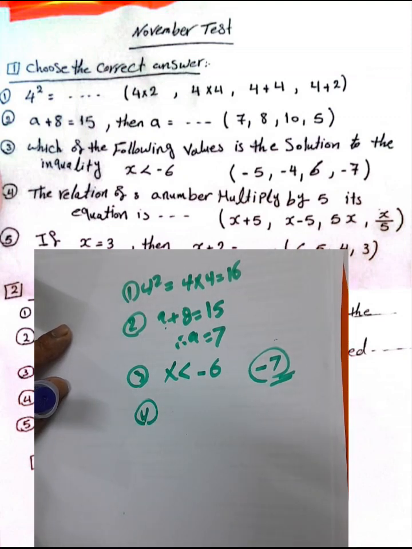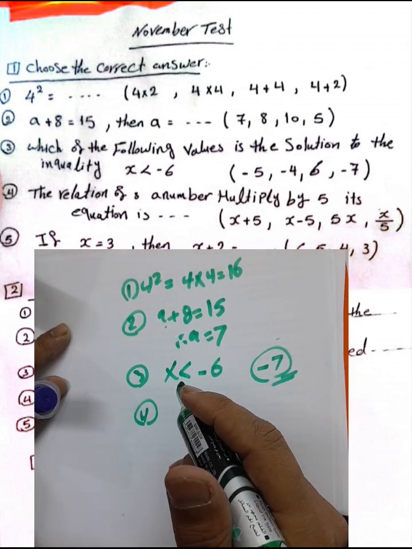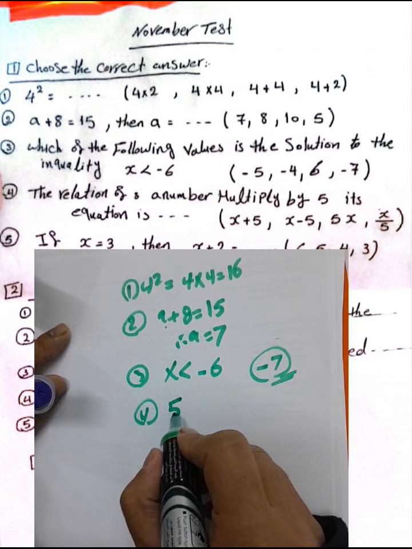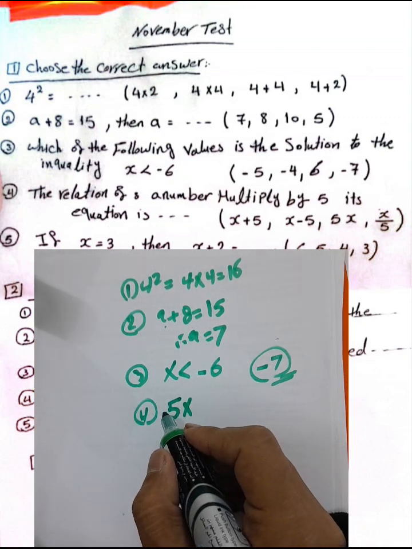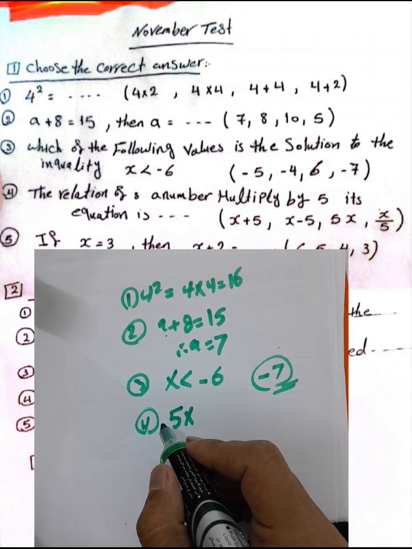Question 4, the relation of a number multiplied by 5, what is it in the equation? This number multiplied by 5 will be 5x. Okay, the relation of a number multiplying by 5, its term will be 5x.